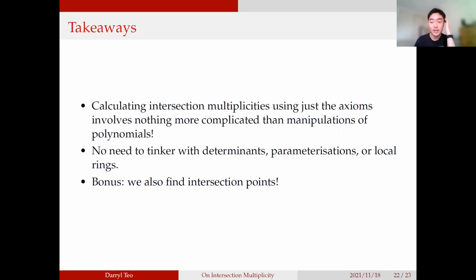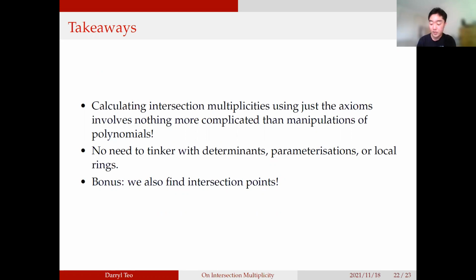So notice that during that calculation before, I didn't actually use at any point the fact that p is equal to 0, 0. It just had to be at the end because we were left with two lines, x and y, and both of them pass through 0, 0. And because the axioms preserve intersection multiplicity, they must also preserve intersections. So we get, as a bonus in the calculation, all the intersection points of our two curves.